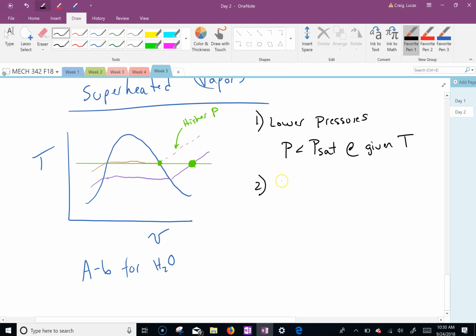Rule number 2, the actual temperature is greater than Tsat at a given pressure. And you could do this by looking at the PV and doing these two lines again. You said the temperature was lower than Tsat? It's higher than Tsat.